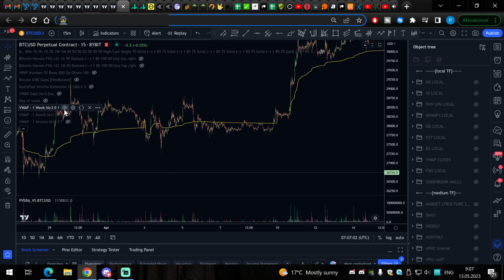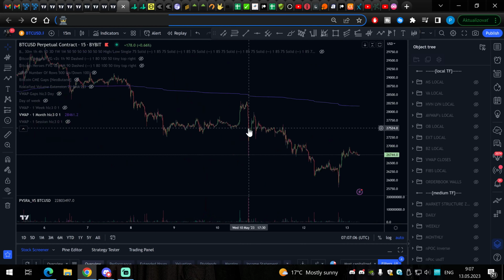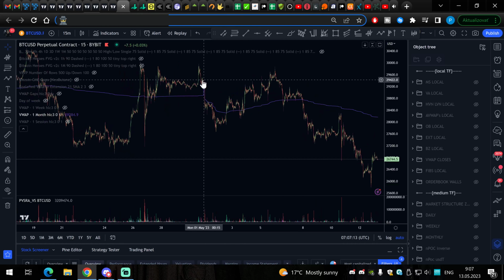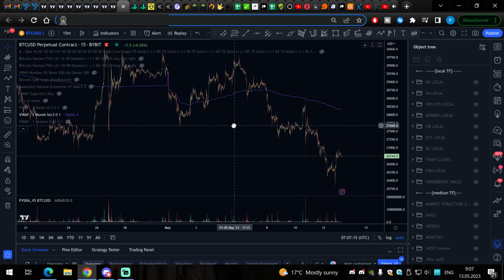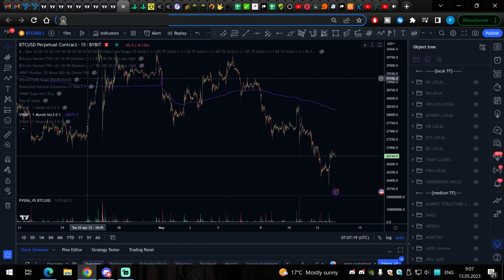So this is the weekly VWAP, and then we have the monthly VWAP. So let's have a look. So this was the reset. This is the new month, and you see it's also pretty strong. So sometimes they are different.